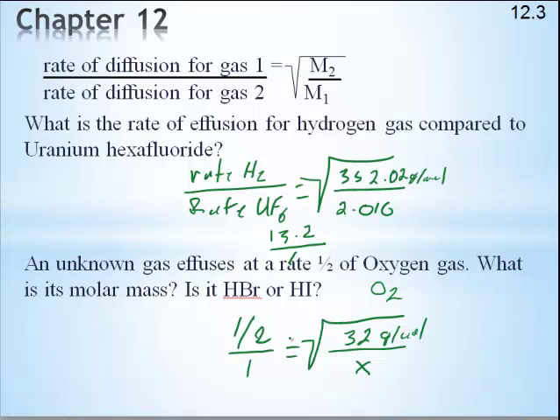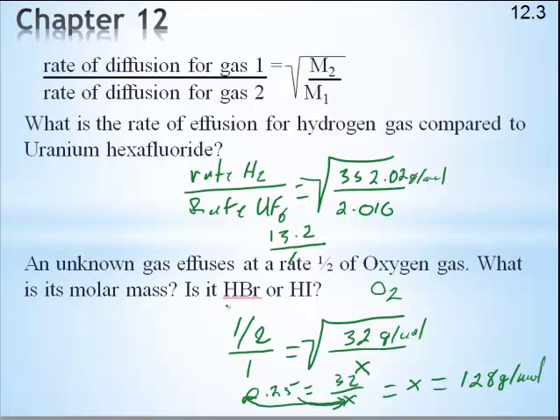Okay, so the first thing I'm going to do is take the square of both sides, and that gives me 0.25, and that equals 32 over x, right? I'm running out of room. Now, again, our awesome algebra skills will come into play. We'll put this x over here, and I'll bring this 0.25 under here, and I get x equals 128 grams per mole. Right?